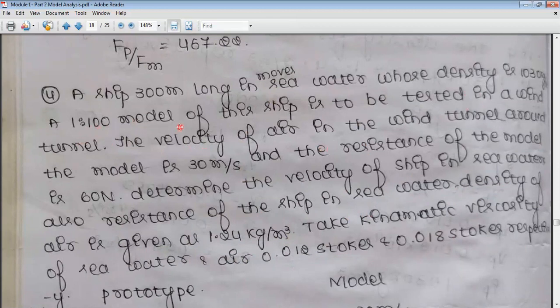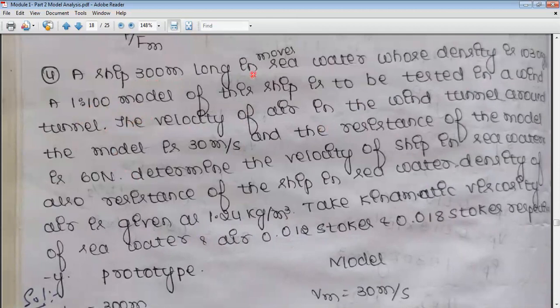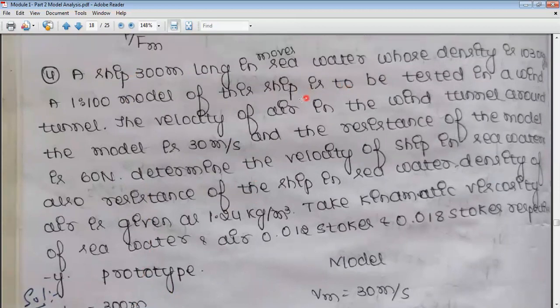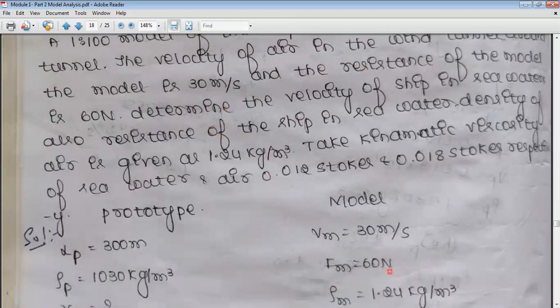Here a 1:100 model means Lm is equal to 1, and a ship of 300 meter long he has given. So the ship is acting as the prototype, and the model has been tested in the air in the laboratory. So the ship is 300 meter long, therefore Lp is equal to 300 meter. Also he has given the velocity of the air in the wind tunnel, which means it is the velocity of the model. So velocity of model is 30 meter per second. The resistance of the model, force in the model, is 60 Newton.